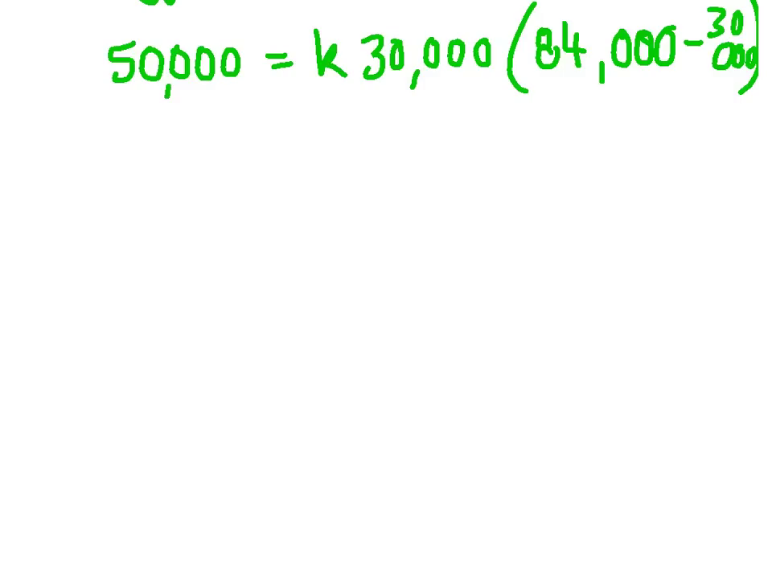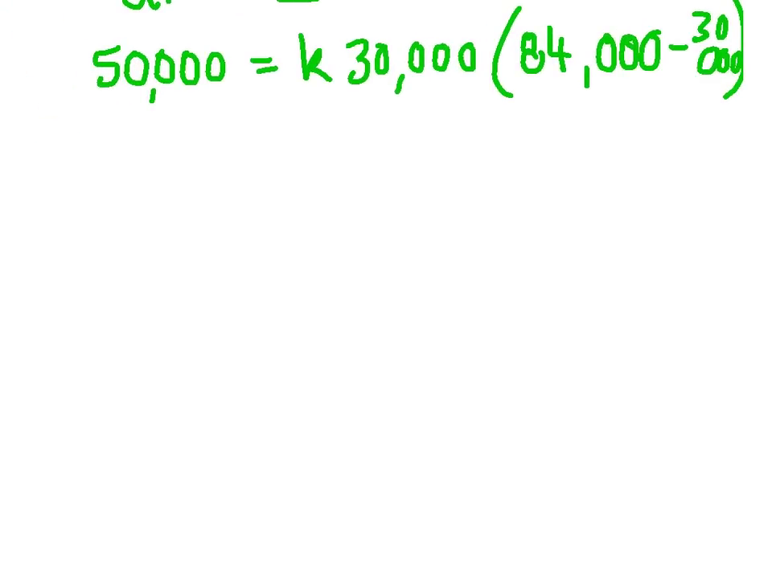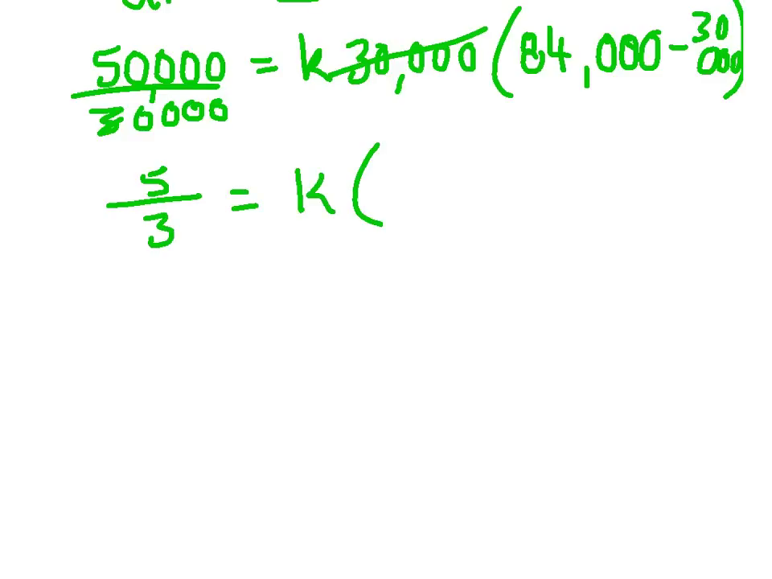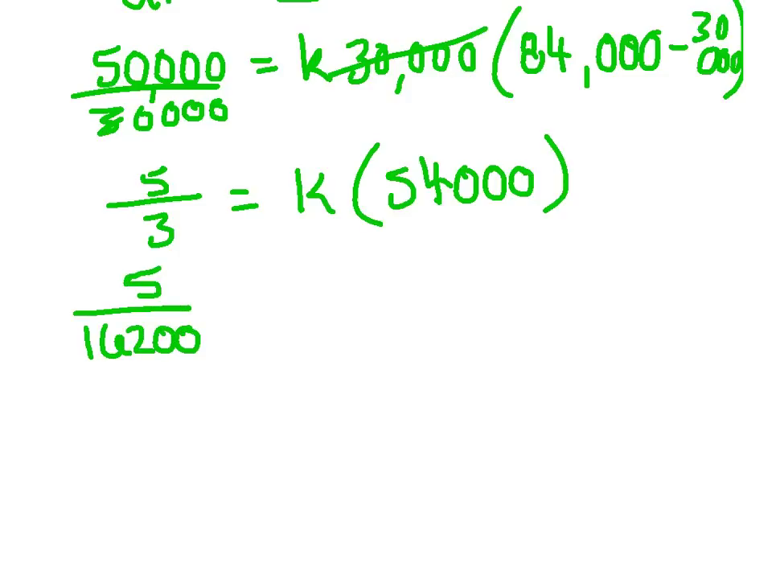Okay, mathematically, I'm going to divide the 30,000 over right away, and we'll clean that up and call that 5/3 equals k times, so do a little subtraction there, we got 54,000. And the last thing I'm going to do is divide that 54,000 over, and I'm going to get 5 over 162,000 as my k value.